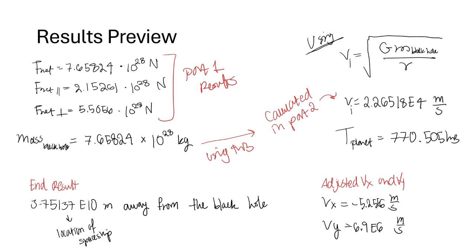For the results preview, these are the part one results of the net force. Then I was asked to calculate the mass of the black hole in part one, and I found that. Then there was the end result from part two, which I got by plugging in the mass of the black hole that I calculated in part one, and then found the period and the potential velocity. Through trial and error, I was able to find the Vx and the Vy of the planet, of how fast it should move around the black hole.